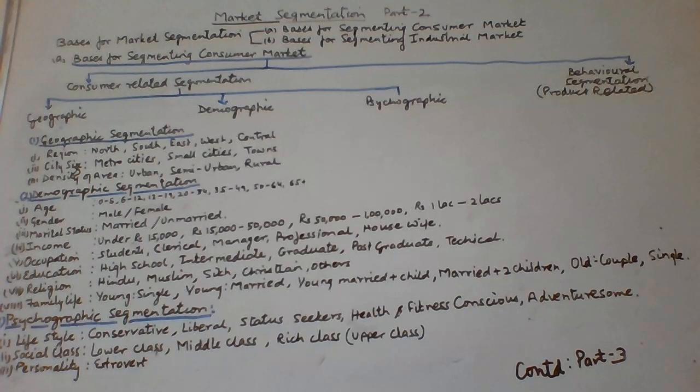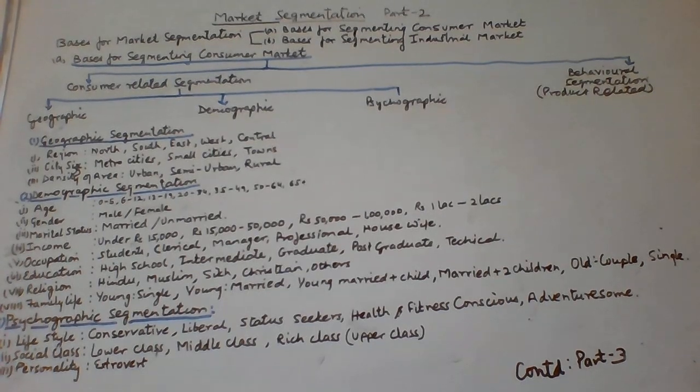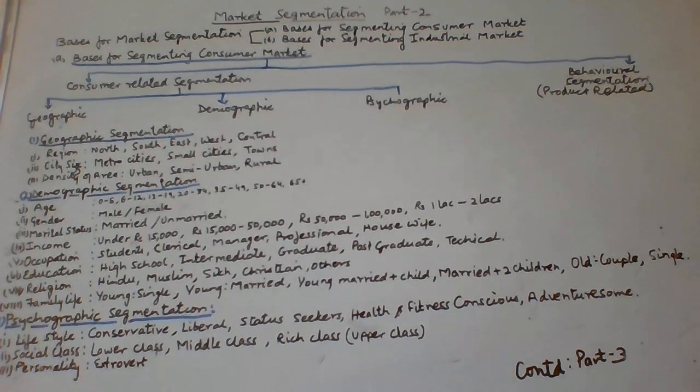Income plays a very important role. We divide the total society on the basis of the income the individual is earning. For example, under 15,000, then 15,000 to 50,000, 50,000 to 1 lakh, 1 lakh to 2 lakhs, and so on. If my product is high priced, then as far as income is concerned, my segment would be people in the bracket of 1 lakh to 2 lakhs and above.